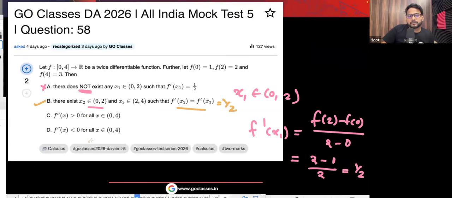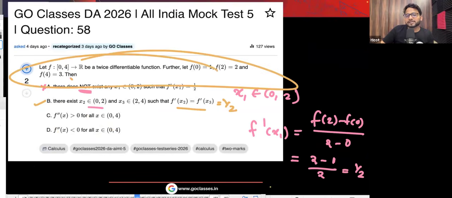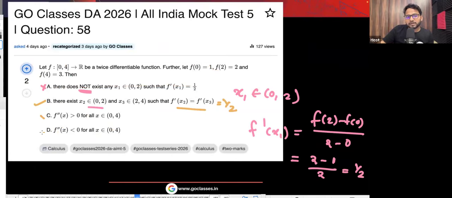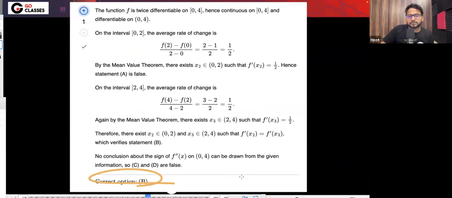What about option C and option D? Actually, we cannot say anything about the double differentiation from the given information. So C and D are wrong. So B is correct. That's how you can solve this question, and the correct option is B.